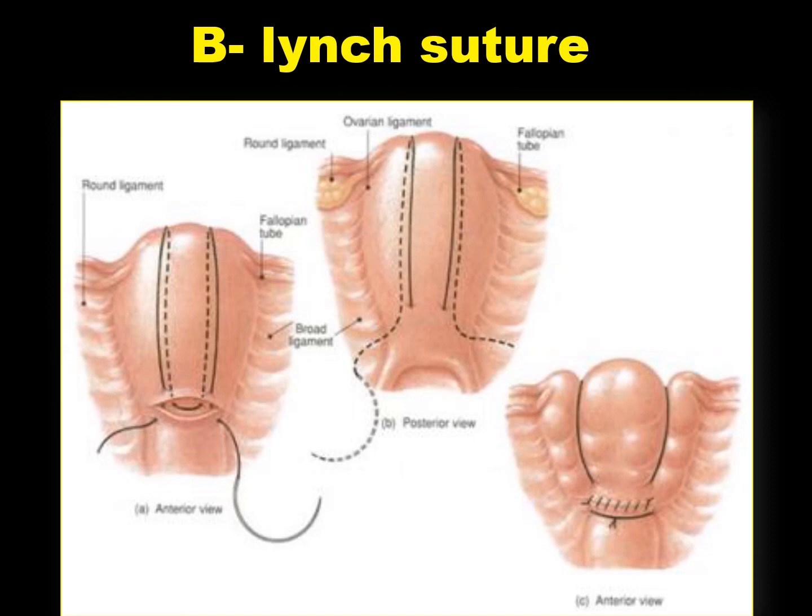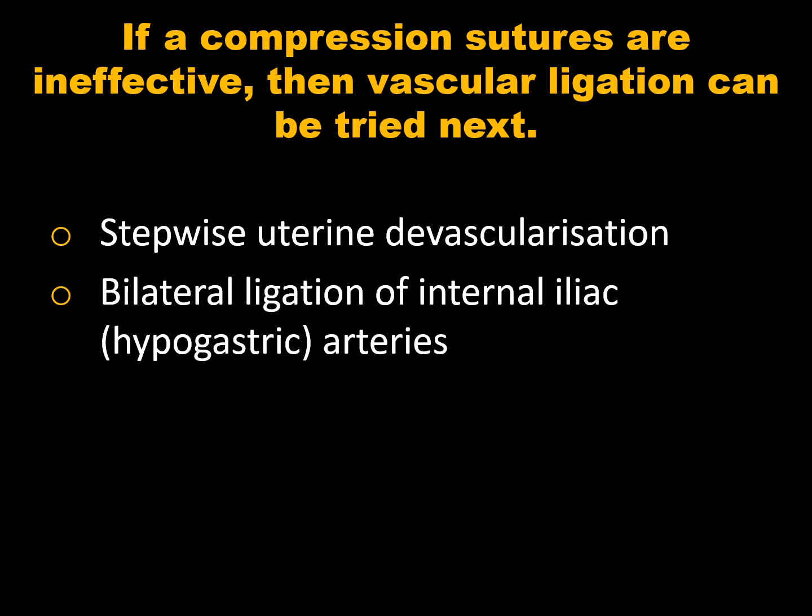Other surgical interventions include the B-Lynch suture. We do a laparotomy, and we do a tie around the uterus to compress the uterus, to control postpartum hemorrhage. If the compression sutures are ineffective, then we do vascular ligation, stepwise uterine devascularization, and we may go to bilateral ligation of the internal iliac arteries.